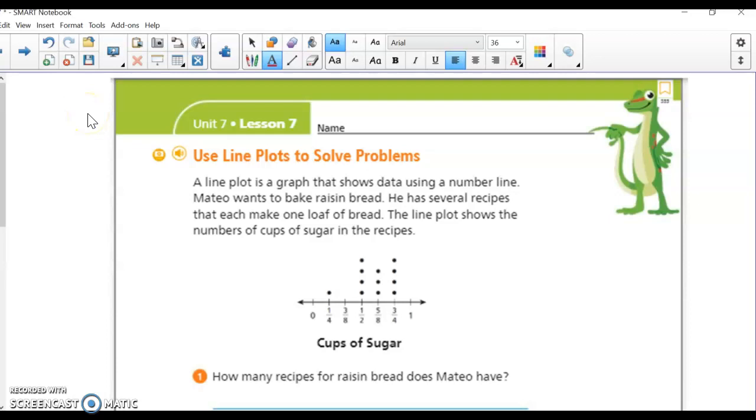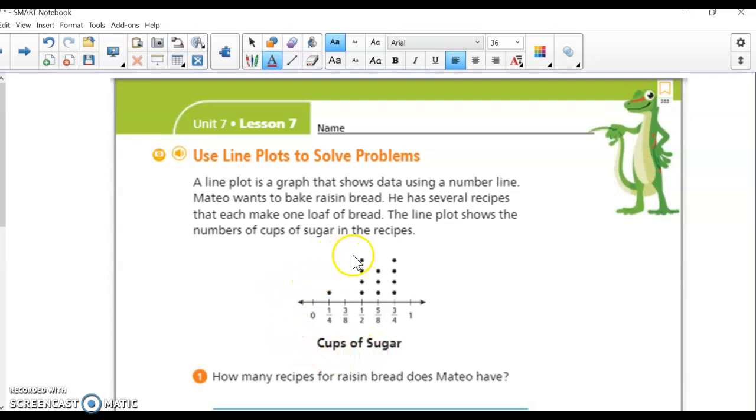The directions on 355 say use line plots to solve problems. A line plot is a graph that shows data using a number line. Mateo wants to bake raisin bread. He has several recipes that each make one loaf of bread. The line plot shows the number of cups of sugar in the recipes. This line plot has a couple of things. It's got several plots on it, the circles. It's got a number line, and it's got a title. This is titled Cups of Sugar.